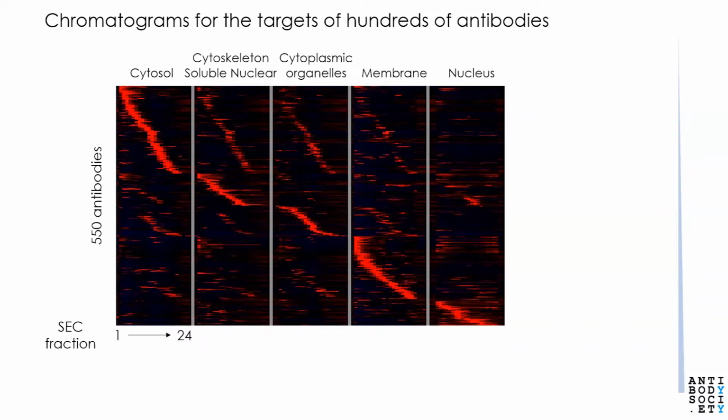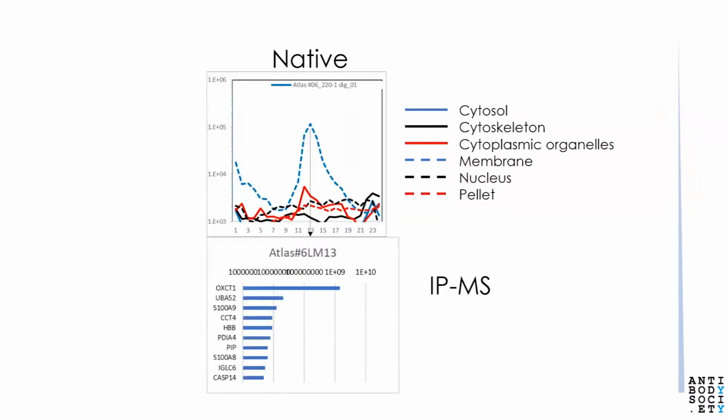And now you can go to the fractions and do your immunoprecipitation from enriched fractions, such as we did in this case. We used an antibody that bound a target in the membrane fraction here, in fraction 13, immunoprecipitated with that antibody, trypsinized the immunoprecipitate, and analyzed the peptides by mass spectrometry to find that this antibody binds a protein called OXCT1.